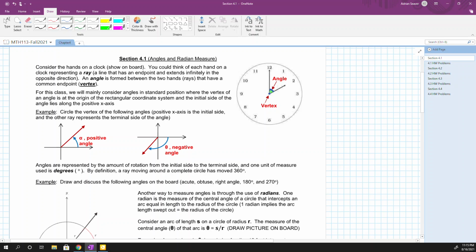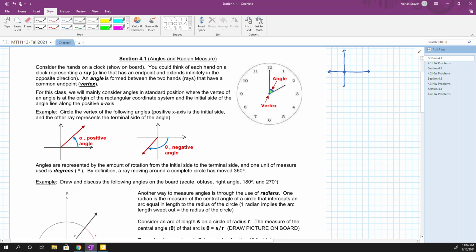Now for this class, we're really going to look at angles in what is considered standard position. For standard position, at least in this class, the vertex of the angle is going to be at the point 0, 0. I'll try to sketch this out here. If I had a coordinate system, here's your y-axis, and we can draw an x-axis in here. Not perfect, but just to give you an idea. So there's your x-axis. Here's 0, 0. That's going to be the vertex of any angle that we draw in here.